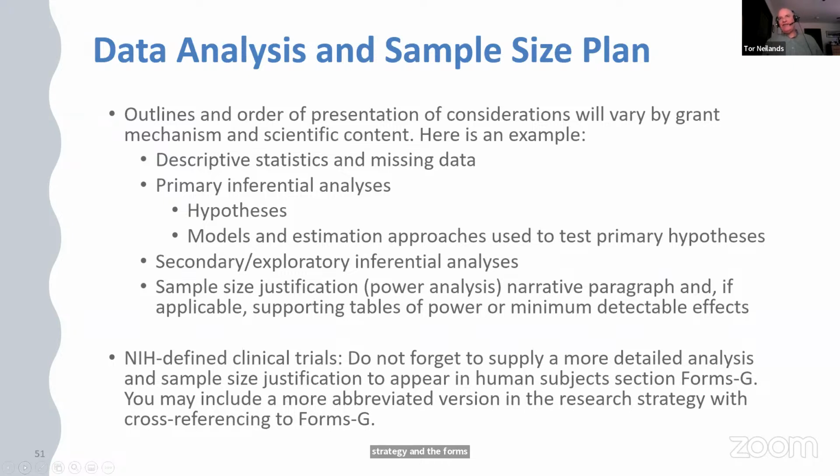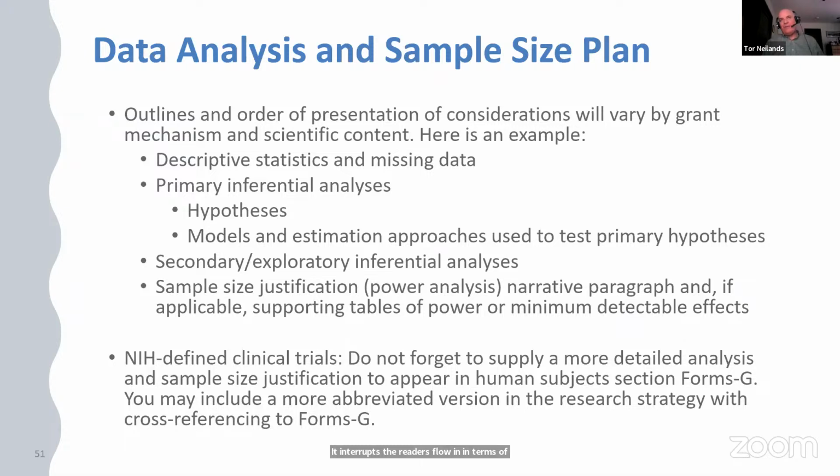So my suggestion would be to do neither of those extremes, but to do something in the middle, which is to have a fully specified, extensive analysis and sample size plan in the Forms G, but have a reduced form in the research strategy. And the reason why I recommend this is that if you just point a reader to Forms G with no other contextual information, it interrupts the reader's flow in terms of understanding what is going to be proposed and done.